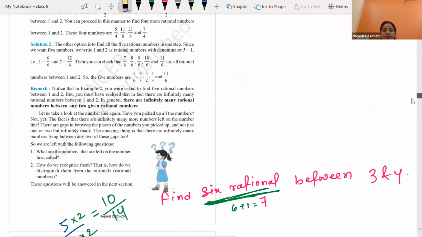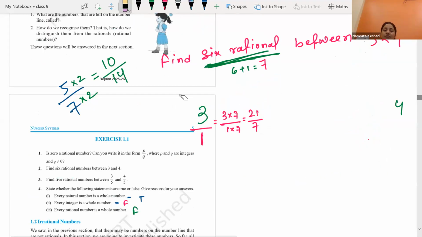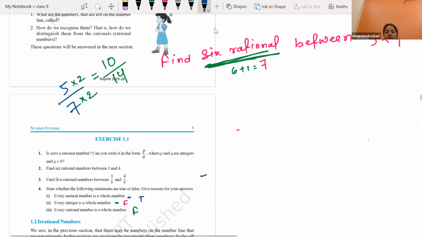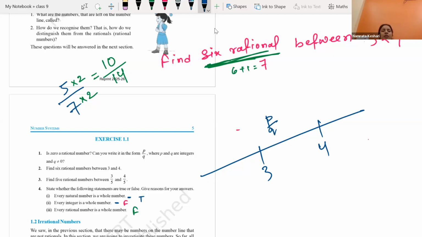Yes, ma'am. So we were having at first a number 3 and 4, and in between this 3 and 4, if anybody will ask us to write any number, we can write 3.5, 3.6, 3.1, 3.2, but in p by q form we need to write it. That also we can write. See, 3.5 we can write as 35 by 10.